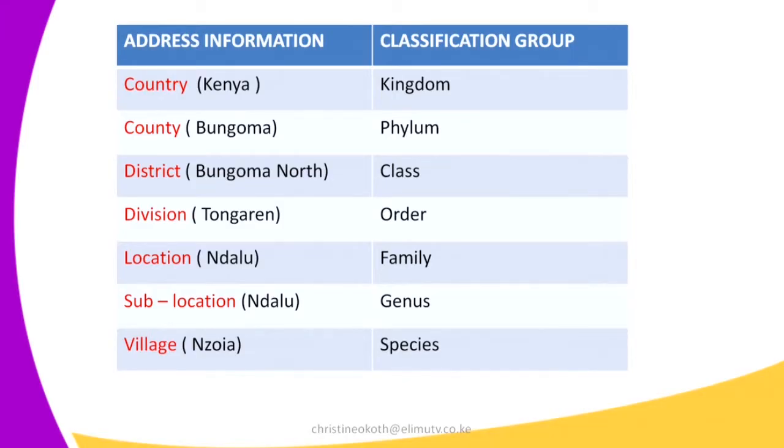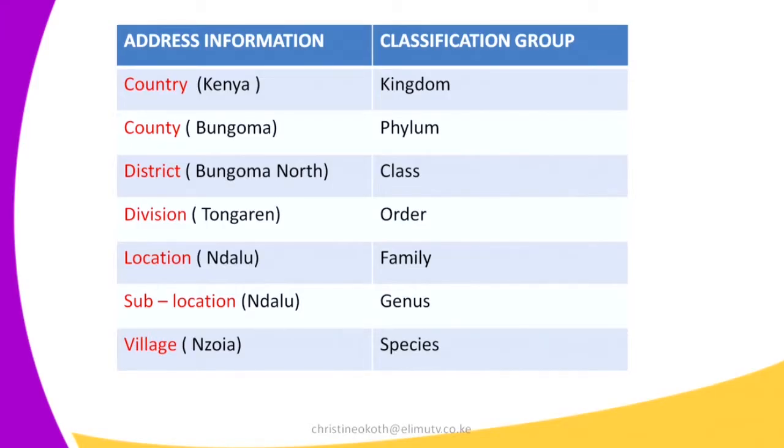Then as you go down, it's under order. Order is like a division. The student comes from a division known as Tongarin. Then from the order you go to family. A family, you can liken it to a location, which in this case, let's say it is Dalu. Then from the family you go to the genus. A genus, you can liken it to a sublocation, which in this case is Dalu. Now, the last unit of classification, which is species, you can compare to the village. Now, the specific village this student comes from is Zoia.